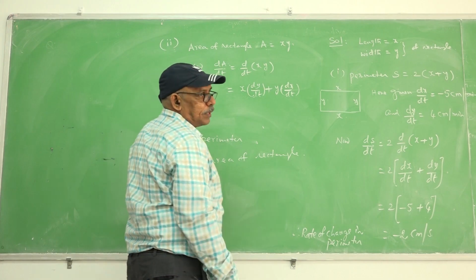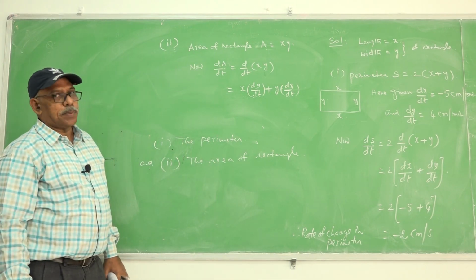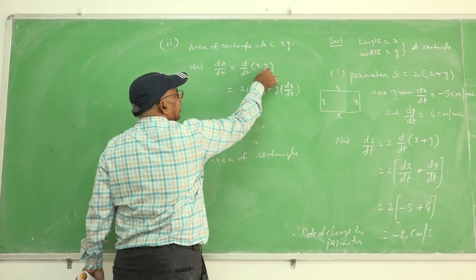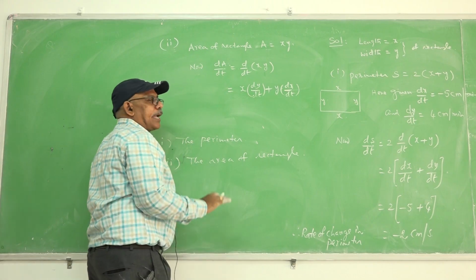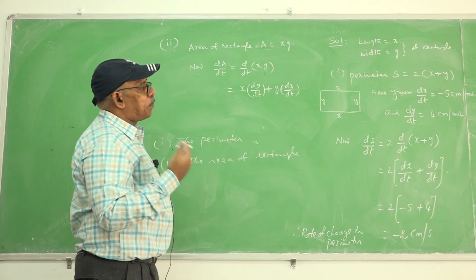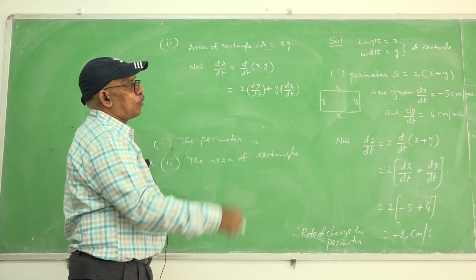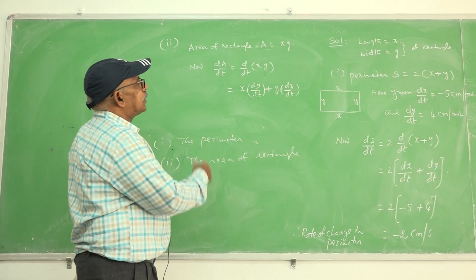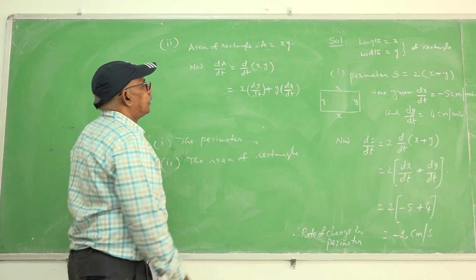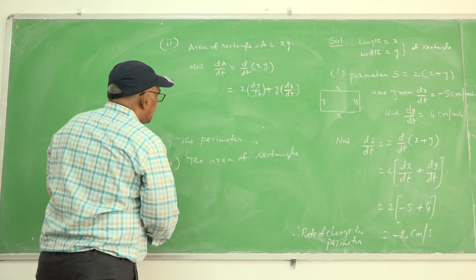By product rule, you can take x into dy by dt plus y into dx by dt, because x depends on t, y also depends on t. Both x and y are depending on t. As time passes, we have certain changes in both x and y, the length and width. Hence, x depends on t and y also depends on t. So, x into dy by dt plus y into dx by dt.